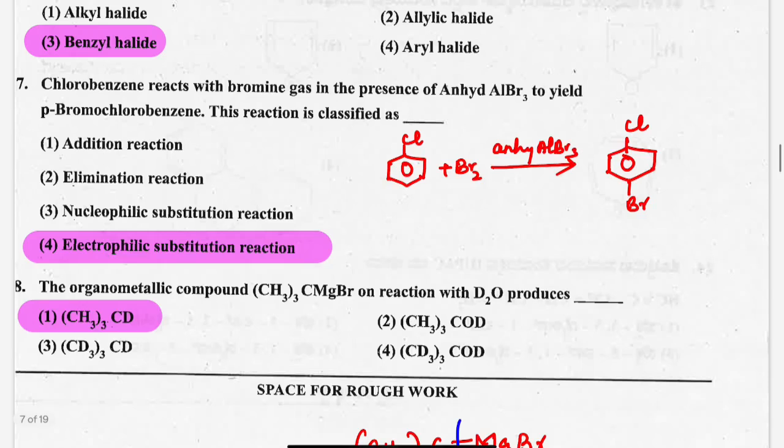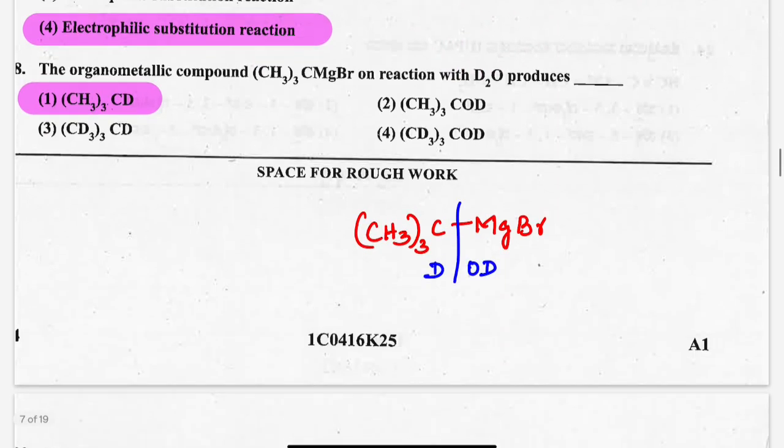Then chlorobenzene reacts with bromine gas in the presence of anhydrous aluminum bromide to yield para-bromochlorobenzene. This reaction is classified as. So answer is electrophilic substitution reaction. So whenever you are treating chlorobenzene in the presence of anhydrous aluminum chloride or aluminum bromide, here electrophile will be generated. Br plus will be generated, electrophile. So electrophilic substitution will take place.